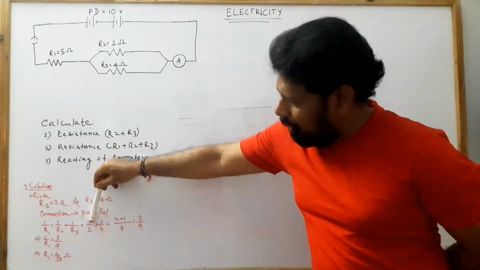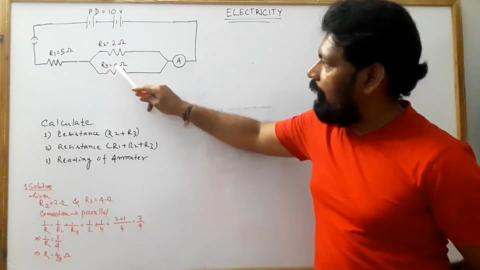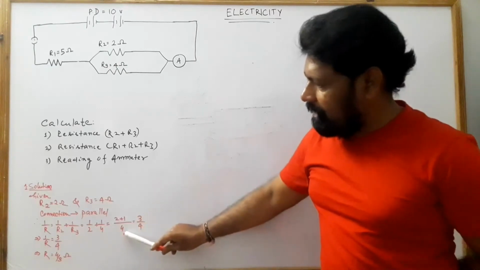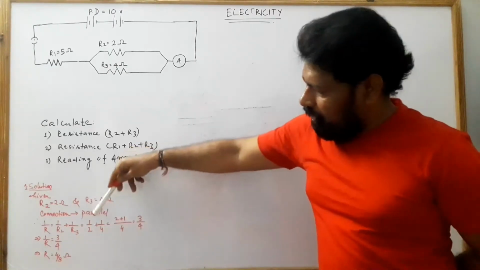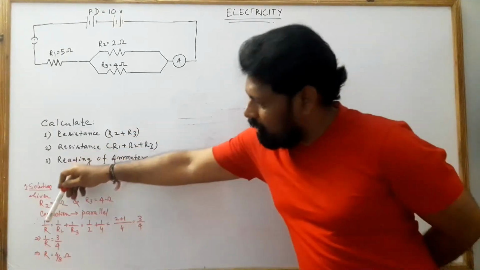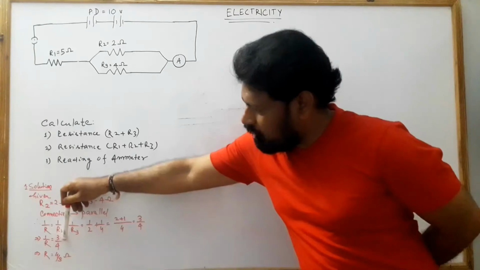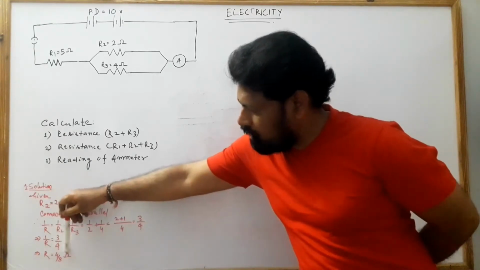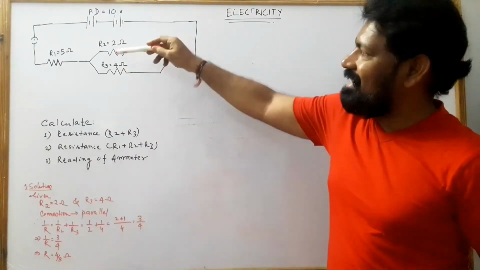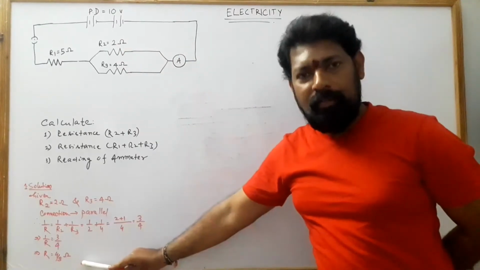That is equal to 1 by 2 plus 1 by 4, because the value of R2 is 2 and the value of R3 is 4. Taking LCM 4, you will get the numerator 2 plus 1, that is 3 by 4. And once you take the reciprocal of 1 by R, 1 by R is 3 by 4, the reciprocal is R by 1 is equal to 4 by 3. So the total resistance of R2 and R3 is 4 by 3 ohms.